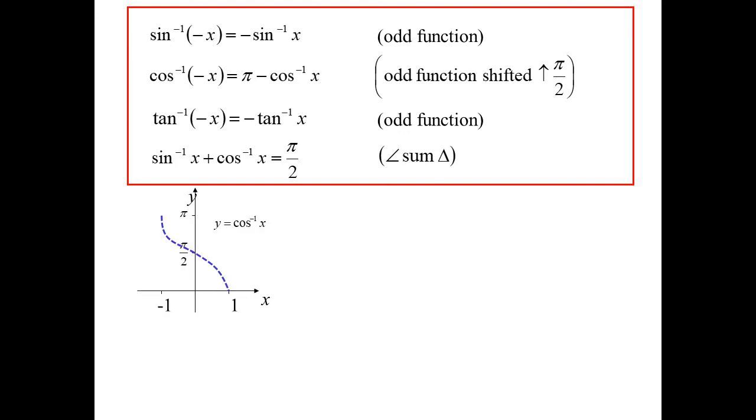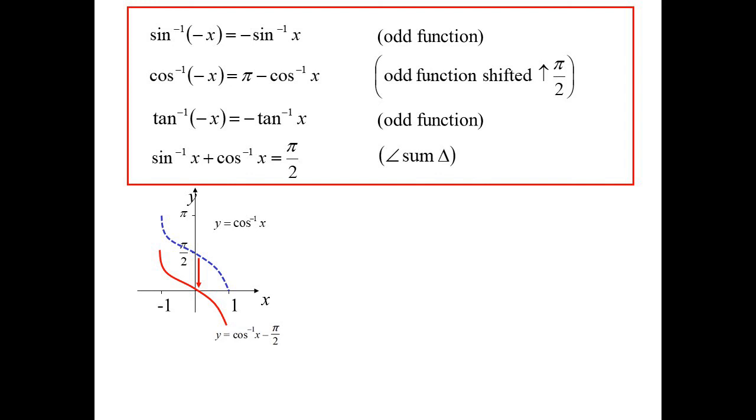All right, let me explain that second one then. So there's our inverse cos function. At this stage, it's not an odd function, it's not an even function, but if I was to shift it down pi/2 units, that curve is an odd function.